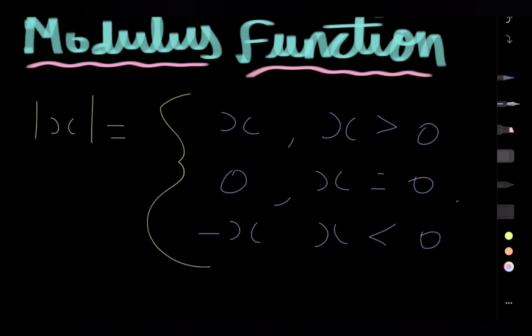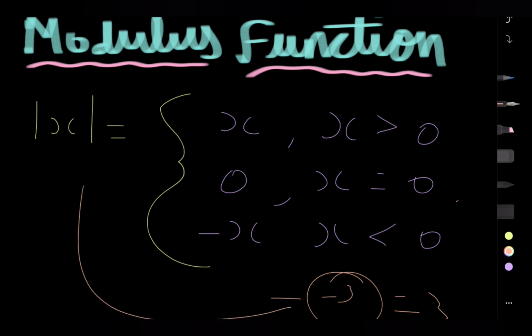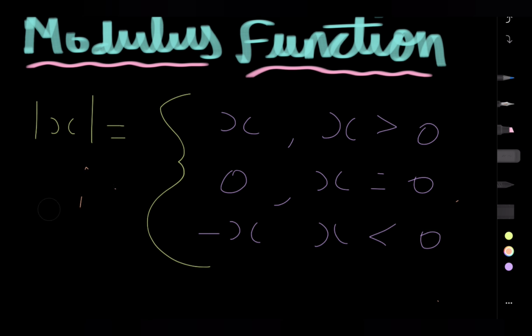If x is less than 0, for example, if x is minus 3, then I will multiply it with minus to get 3. This is the system followed in modulus of x. So this was the concept of modulus of x.